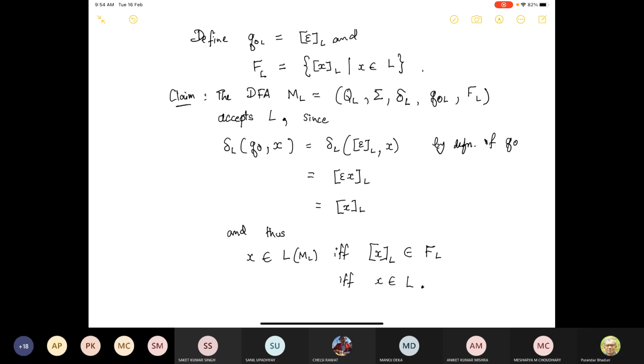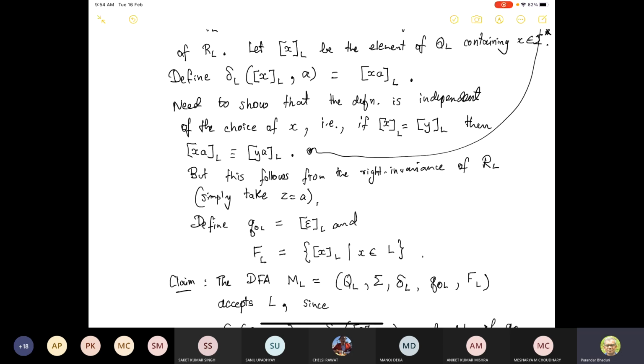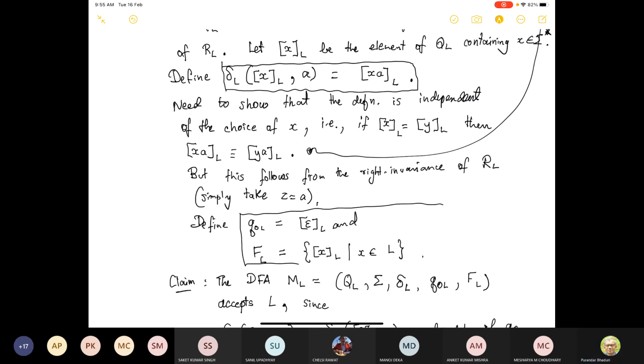Any doubts? So we can define a DFA from the equivalence classes using right invariance and all that. And the definition is quite intuitive. If you look at the transition function, it's quite simple. From the equivalence class containing X, on reading an A, go to the equivalence class containing XA. The initial state is the equivalence class containing epsilon. And the final states are the equivalence classes of strings in the language.